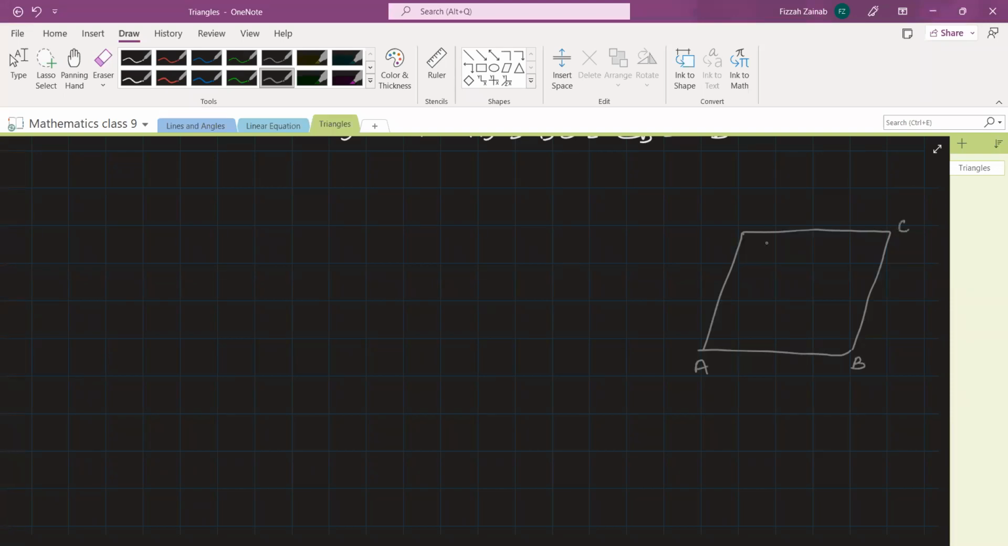A, B, C, and D. Now these are the diagonals. Please join it. This is O. And all these angles are 90 degrees.